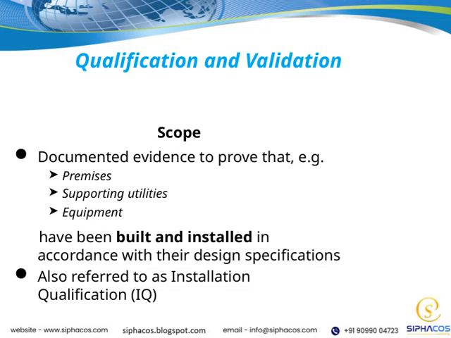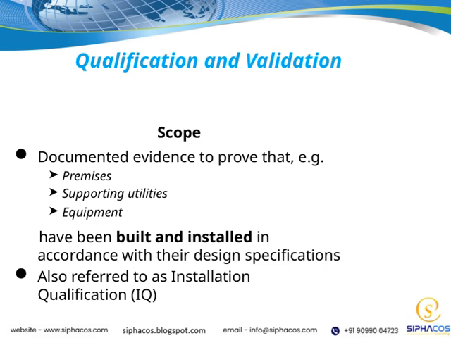Let's talk about the scope of this phase. Essentially, it involves gathering documented evidence to prove that key components like premises, supporting utilities, and equipment have been built and installed correctly. This means they meet the design specifications set out at the beginning. We refer to this process as installation qualification, or IQ for short. It's a critical part of ensuring that everything is in place and functioning as intended before moving forward.